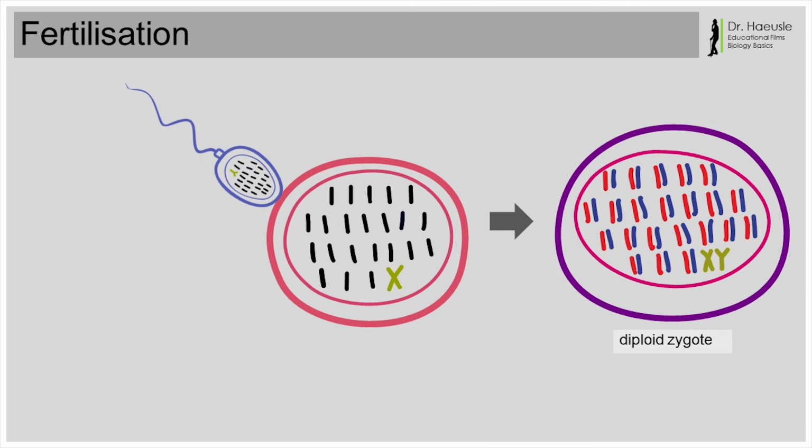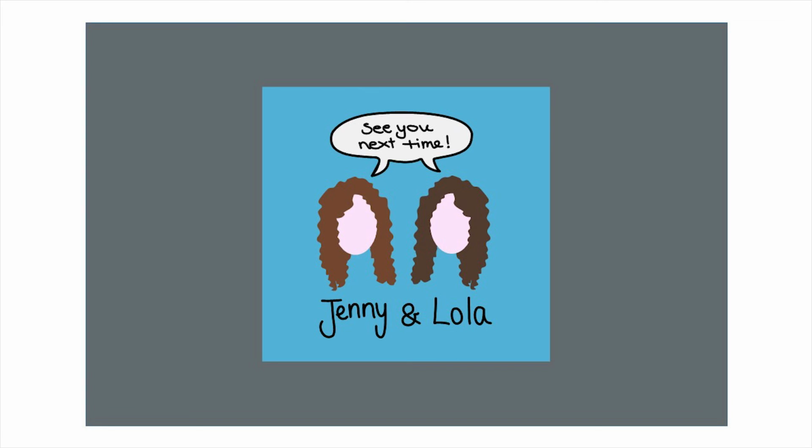From this single cell, an entire organism is developed through mitosis. Yes, you've heard me right. Every single one of you has developed from a single cell. On this note, we want to end our video series about meiosis.